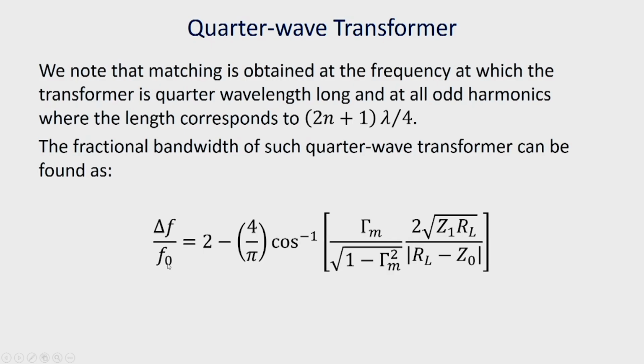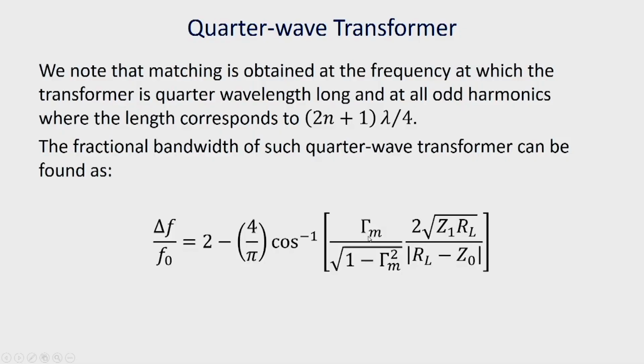F0 is the center frequency or the design frequency, delta f is the frequency deviation, and this is given by 2 minus 4 by pi cos inverse of 2 gamma m. Gamma m is the magnitude of the reflection coefficient that we are ready to accept. You can see that with different values of acceptable level of reflection coefficient, fractional bandwidth will be different.